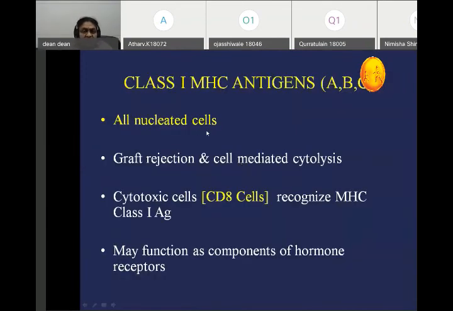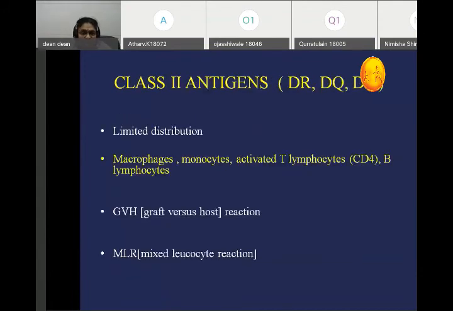Class 1 antigens are present on all nucleated cells. They are responsible for rejection of graft and cell-mediated lysis. Cytotoxic lymphocytes, called CD8 lymphocytes, recognize MHC class 1 antigen. Class 2 antigens are distributed on macrophages, monocytes, activated T lymphocytes and B lymphocytes. They are responsible for graft versus host reaction and mixed lymphocyte reaction.